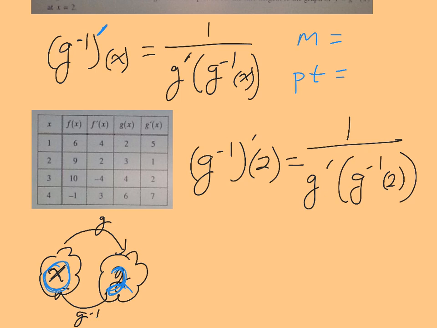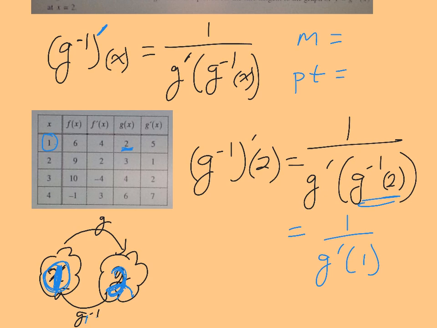So I'm looking at the chart and I see a 2 right here with my g's. So if I put a 1 in, I get 2. So g inverse of 2 is 1. So this part right here is 1. So now we get g prime of 1. So that's the tough part here, is reading that chart.